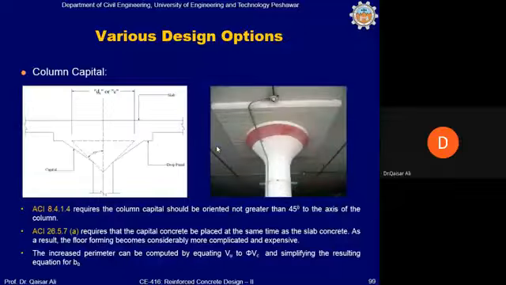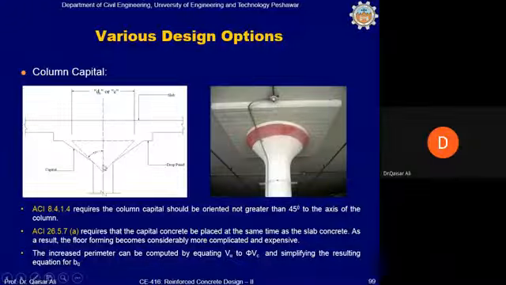Now the requirements for the column capital. There are two requirements for the column capital. One is with regard to the angle at which the column capital is provided. The maximum angle from the vertical is 45 degrees. From the vertical line passing through the column center line, this angle of the column capital shall not be more than 45 degrees. It can be less than this, because if this angle is more than this, it will create problems of a kind of cantilever action. So this angle cannot be more than 45 degrees.